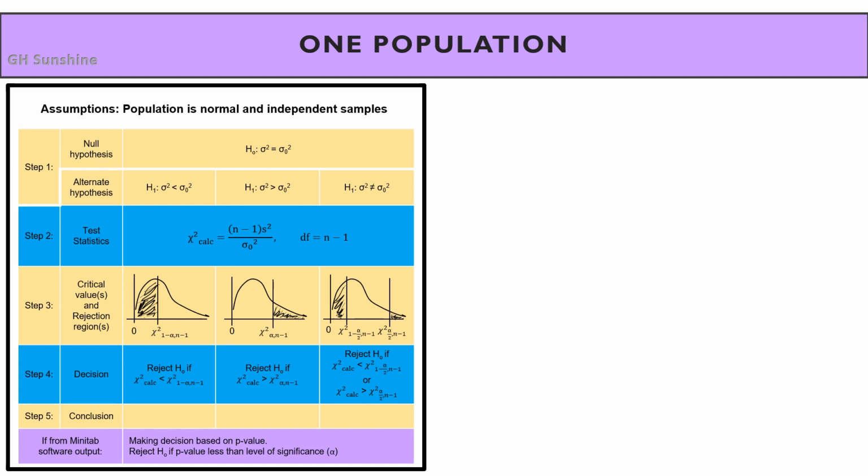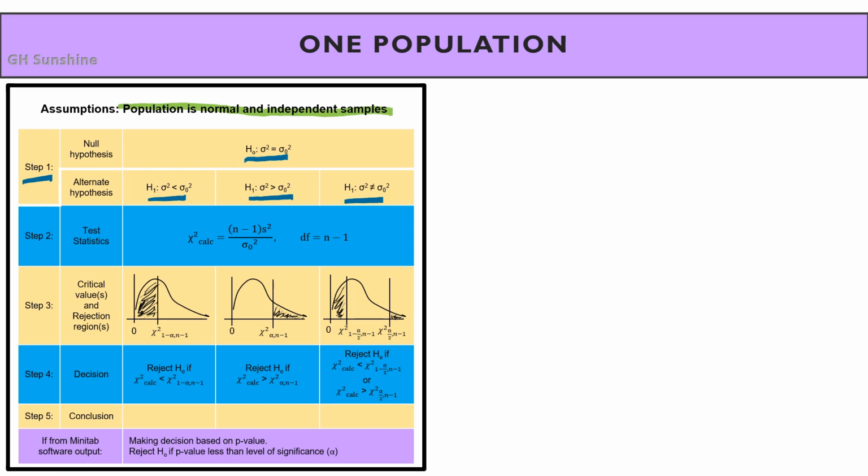Okay, so this is how to perform the hypothesis testing of one population variance. The assumptions here are that the population is normal and the samples are independent. There are 5 steps to conduct the hypothesis testing. First step, set up the H0 and H1. So H0 has the equal sign, and H1 is less than, more than, or unequal.